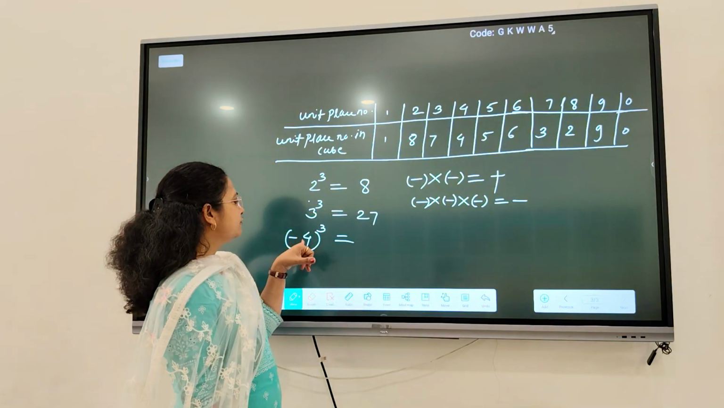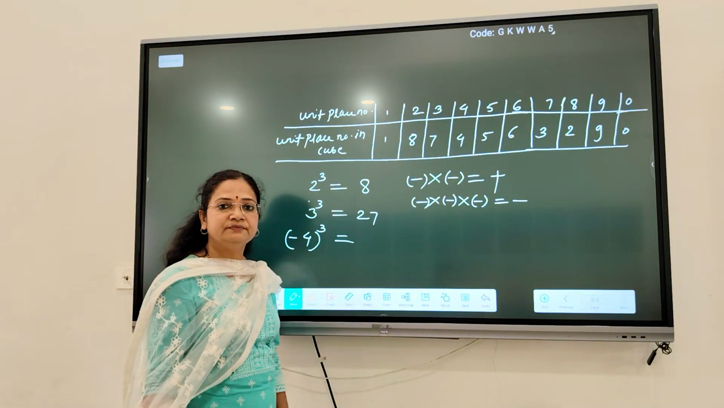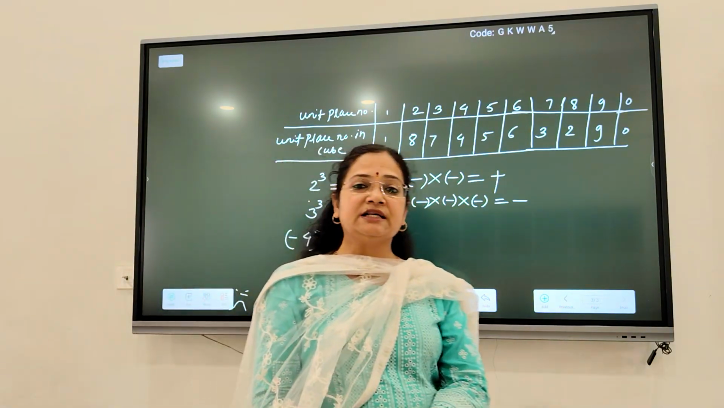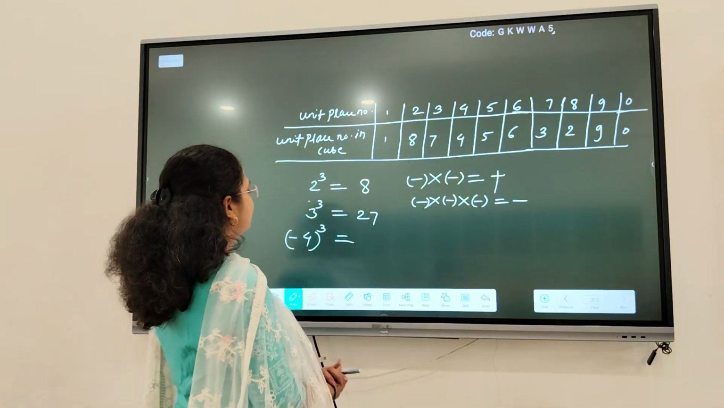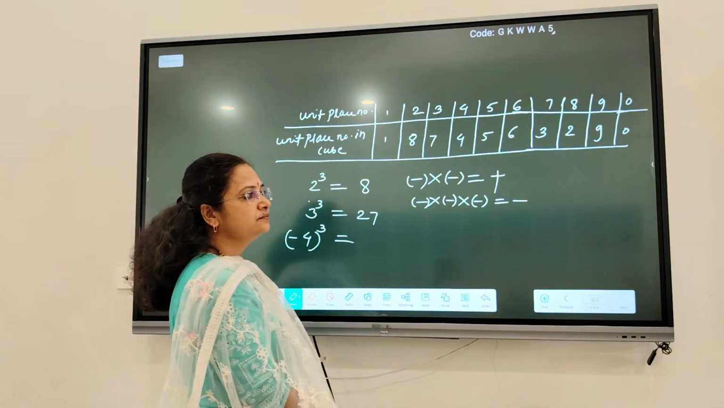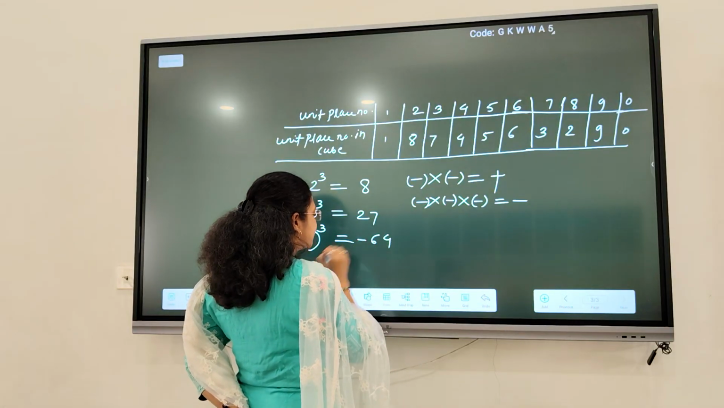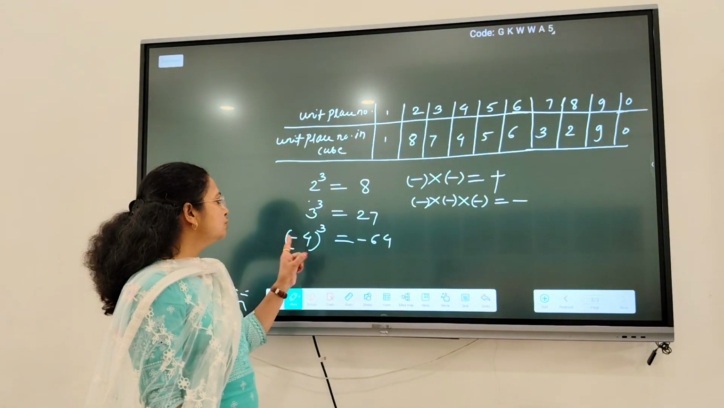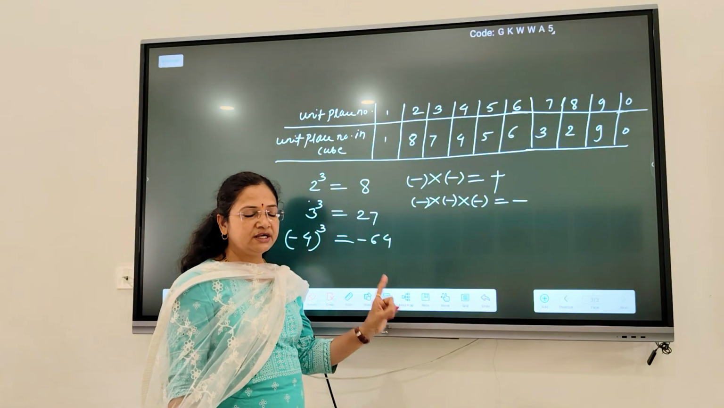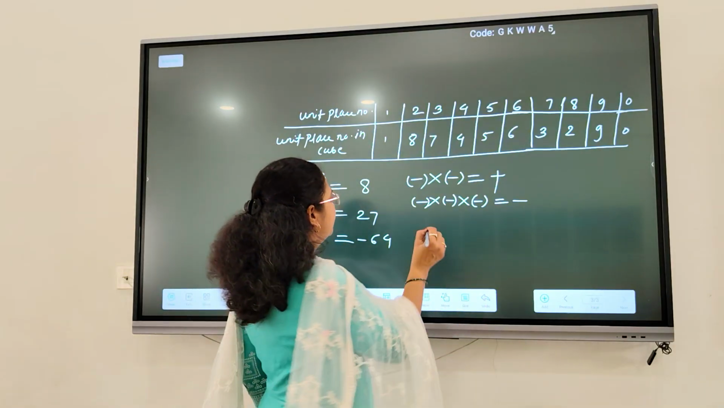So what will be the answer of this? Minus 4 cube. What will be the answer? What is cube of 4? 64. And the sign will be negative. So cube of a negative number is negative.